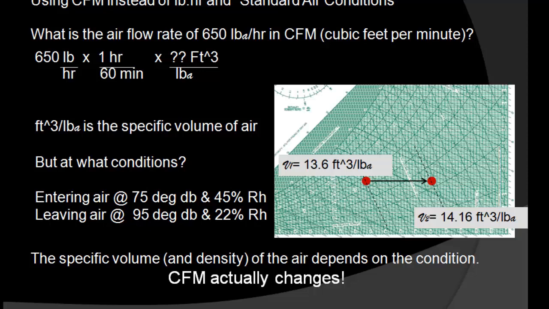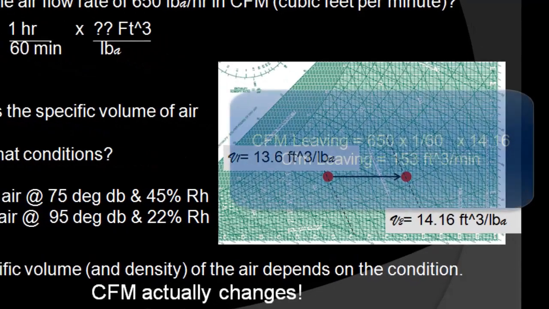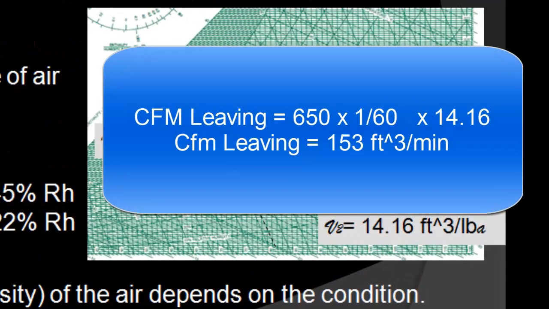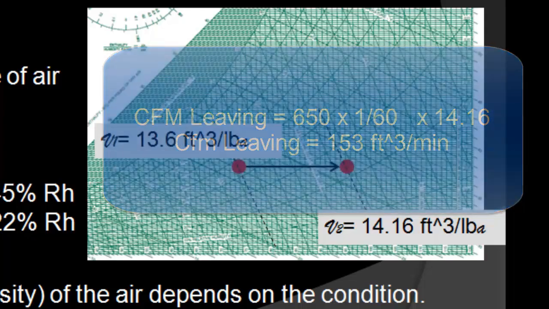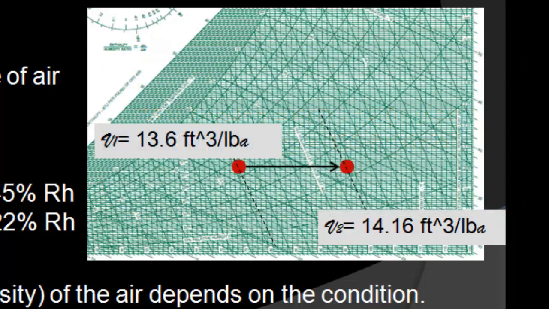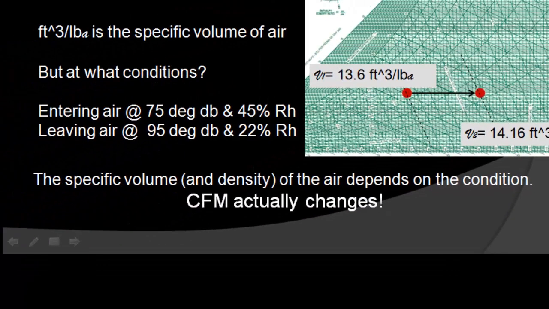And this would be 650 pounds per hour times 1 hour per 60 minutes. And in this case, we would use 14.16 cubic feet per pound of air. And we find that the CFM of the air leaving the heater is about 153 CFM. This can actually be confusing, so it is important to understand the conditions at which CFM is specified.